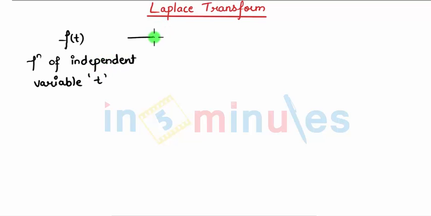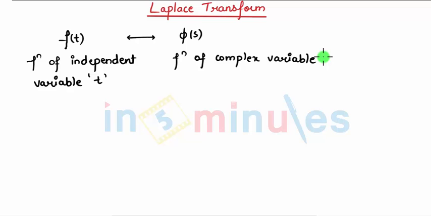We are going to transform this function to phi of s. Now that is nothing but a function of a complex variable. Complex means where you get a real term as well as an imaginary term. So I say complex variable. So what exactly is this complex variable? The complex variable s. Here t is going to transform to s, where s is said to be sigma plus j omega.